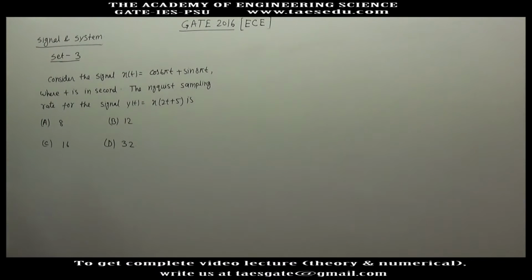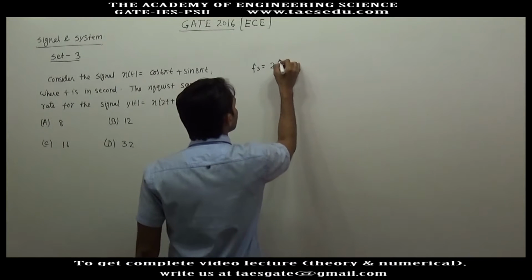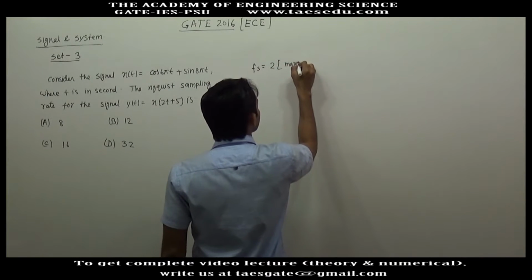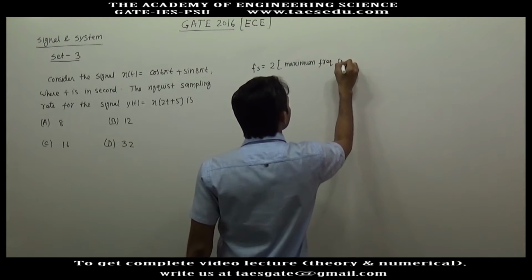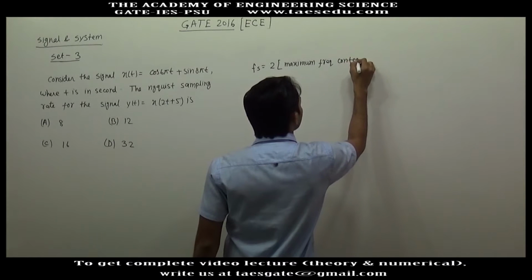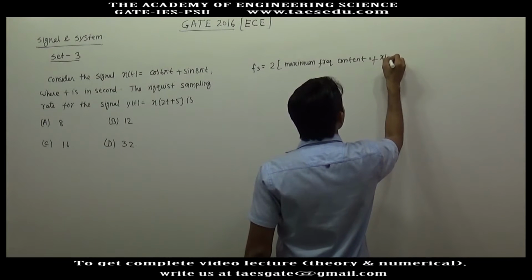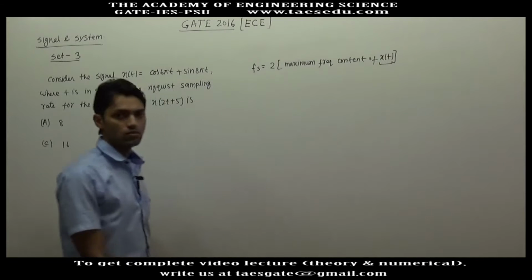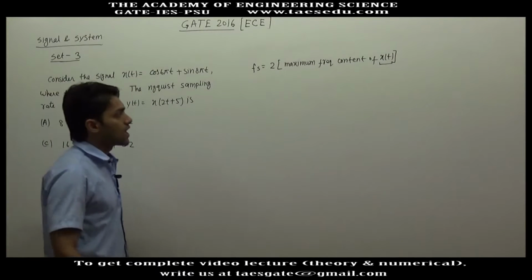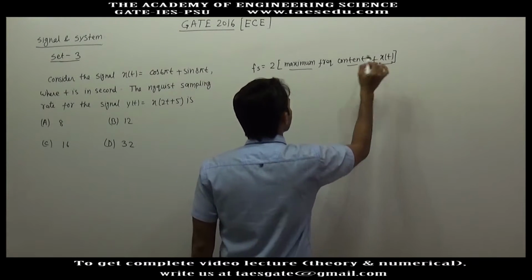Okay, in this question we have to find out the Nyquist sampling rate. The Nyquist sampling rate is nothing but Fs equal to 2 times the maximum frequency content of x(t). Suppose you have to sample a continuous time signal x(t). The Nyquist sampling rate for x(t) will be 2 times the maximum frequency content of x(t).